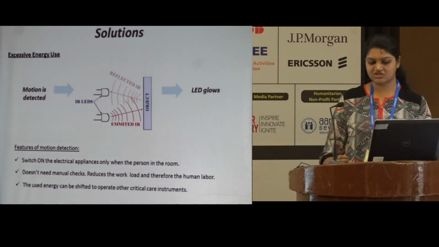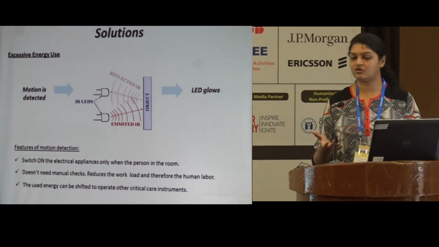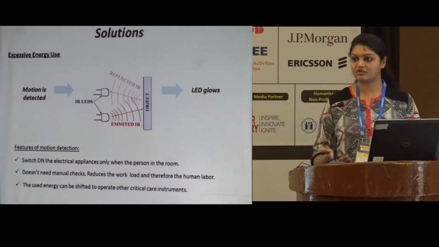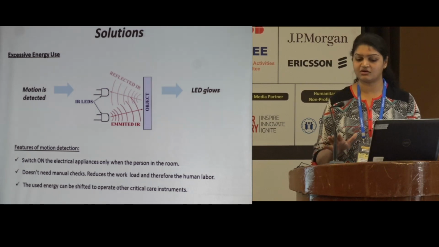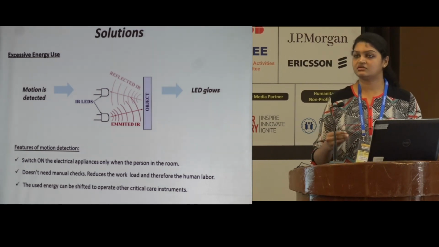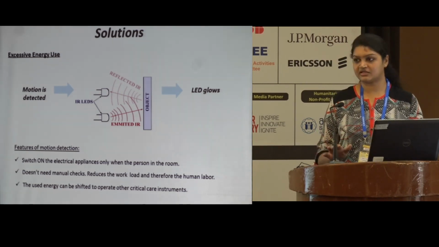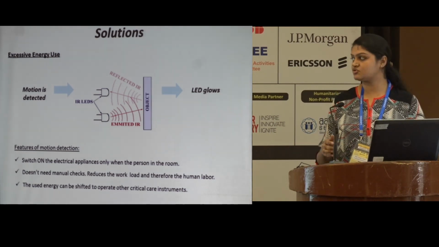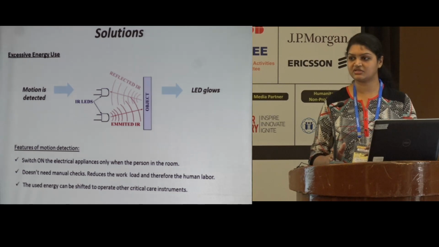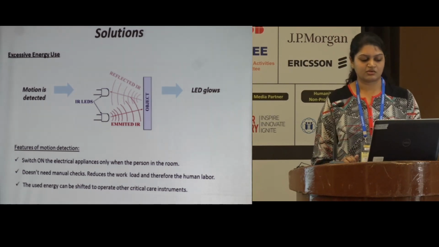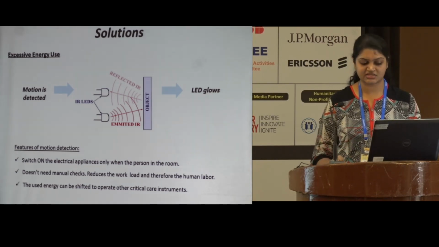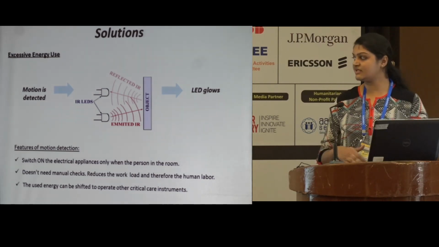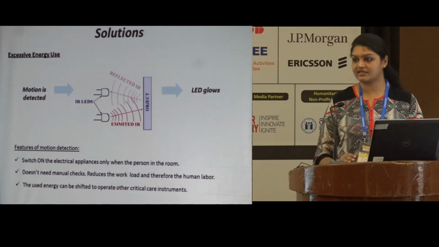For the third solution, we made a model of a motion sensor. Whenever motion or human movement is detected in a room, the lights or fans will switch on immediately, and whenever there are no human beings inside a room, it will switch off automatically, hence conserving energy. It doesn't need manual checks, reduces the workload and therefore human labor. The saved energy can then be used to operate other critical care instruments.